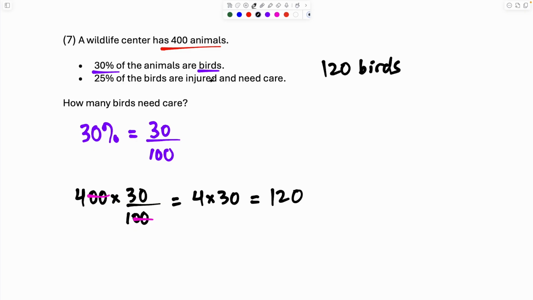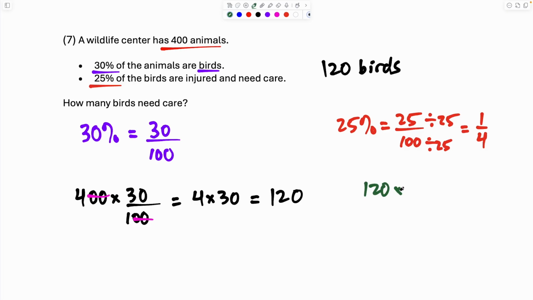25% of the birds are injured and need care. So now for the next stage here, if we look at the next percent, 25%, well, 25% is equal to 25 out of 100. And this fraction, if we divide the numerator and denominator by 25, simplifies to 1/4. So if I want to take 25% of 120, I could just multiply by 1/4 or just divide by 4. Okay, so let's go ahead and do that. So we're going to take 120. So we'll just change colors here. We have 120 times 1/4. And if I do 120 divided by 4, that's just going to give us 30.